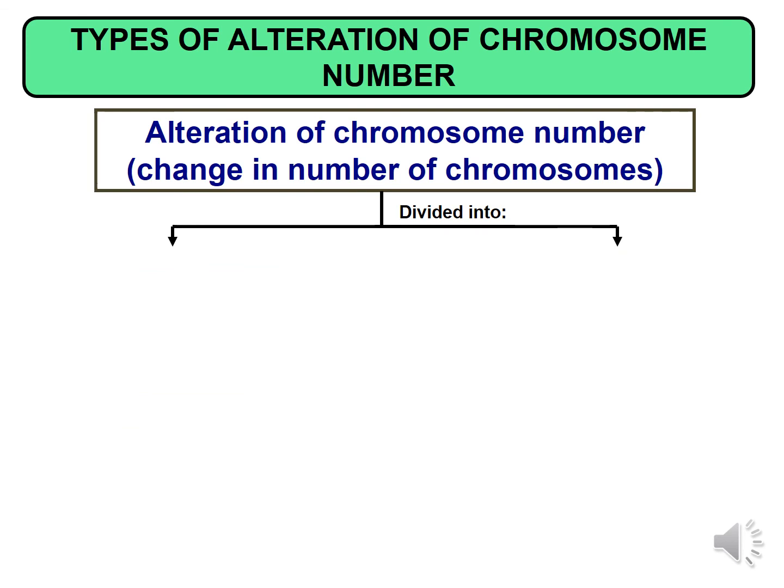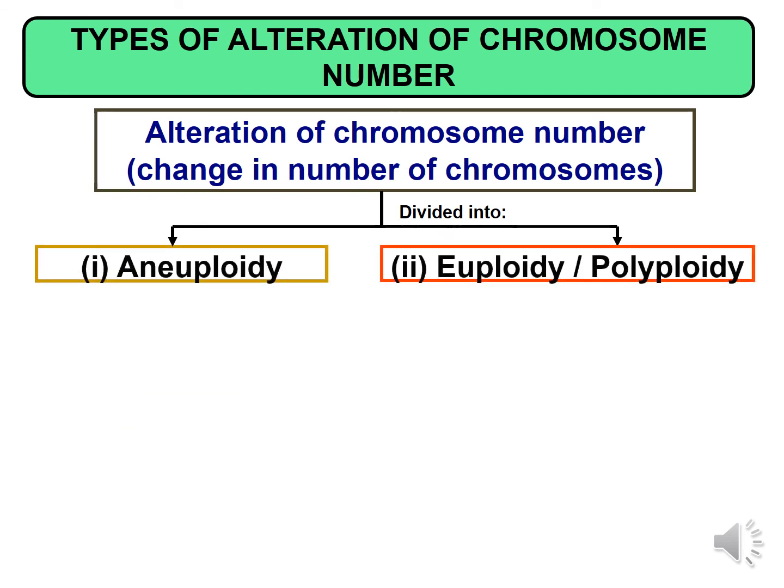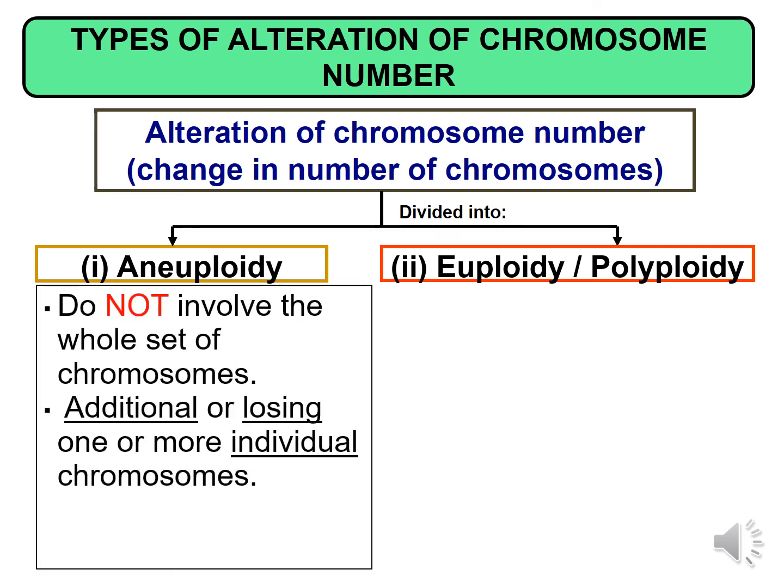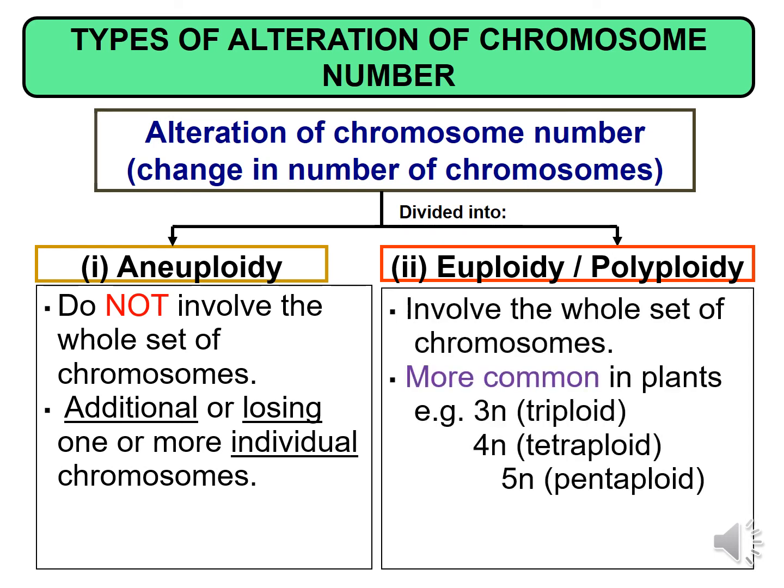These are the types of alteration of chromosomal number. Aneuploidy and euploidy. Aneuploidy does not involve the whole sets of chromosomes. Instead, the change in the number of chromosomes is either by addition or loss of one or more individual chromosomes, whereas euploidy involves the change in the whole sets of chromosomes. Examples are in plants, for example, a triploid where the number of sets of chromosomes is tripled, or a tetraploid, the number of sets quadrupled, or a pentaploid, the number of sets multiplied by 5.